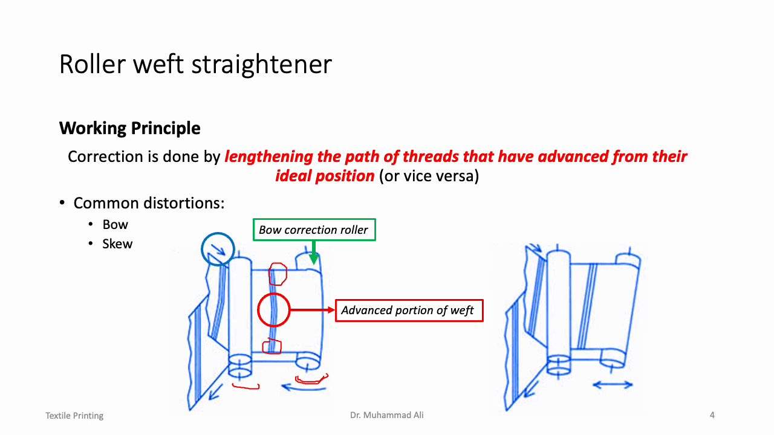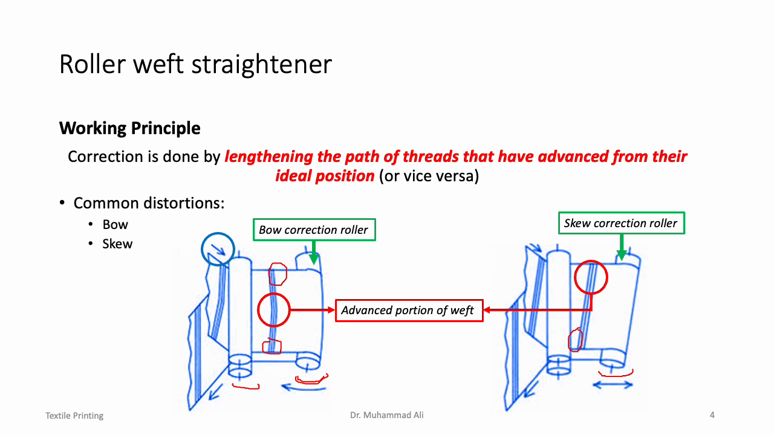Similarly, if we look at the skew distortion removal using a roller weft straightener, then once again you can focus on this part of the weft threads in comparison to other parts such as this one. This part has advanced from its ideal position. This roller over here is the skew correction roller, which is tilted accordingly. So this advanced portion of weft threads, as it passes over this tilted skew roller, will travel a greater distance compared to the other parts of the weft threads.